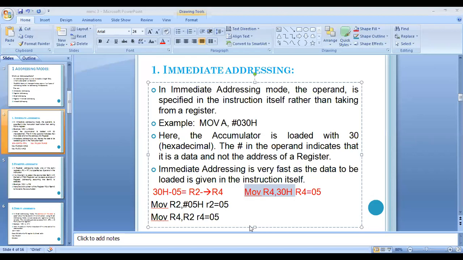Hopefully you have cleared all the things. Just remember one thing: whenever there is an immediate addressing mode, you have to directly mention the value. Whenever there is a register addressing mode, you first store the value into some register, and in the next step you mention the name of that register. That is called register addressing mode. And whenever there is a question on direct addressing mode, you have to mention the memory location in the instruction where your data is stored.